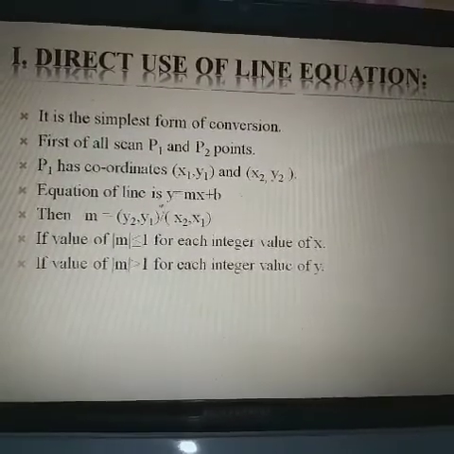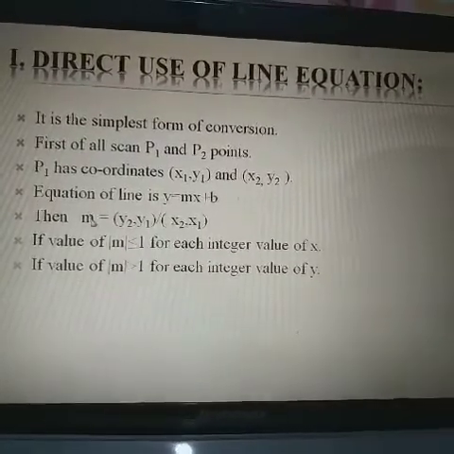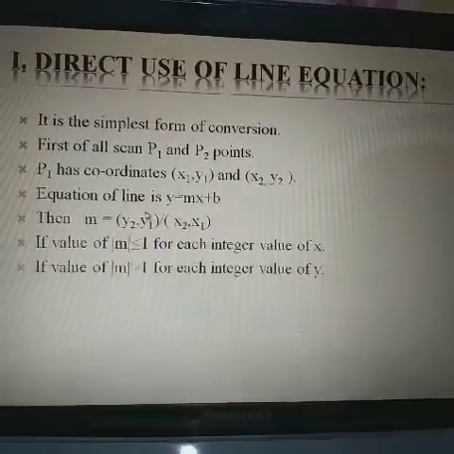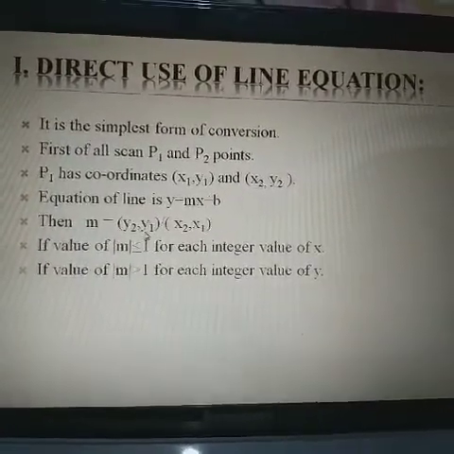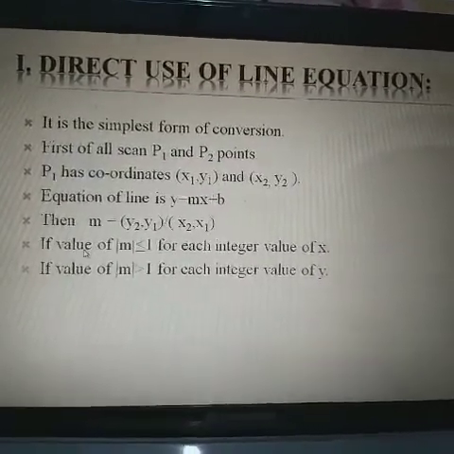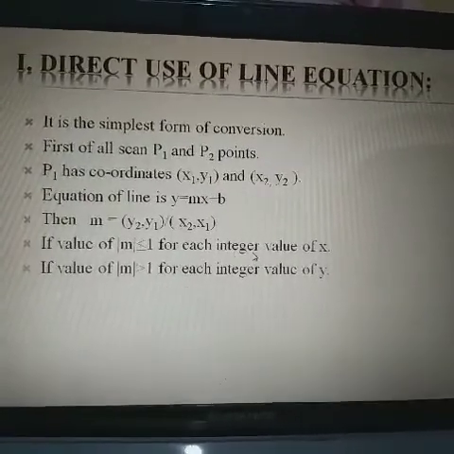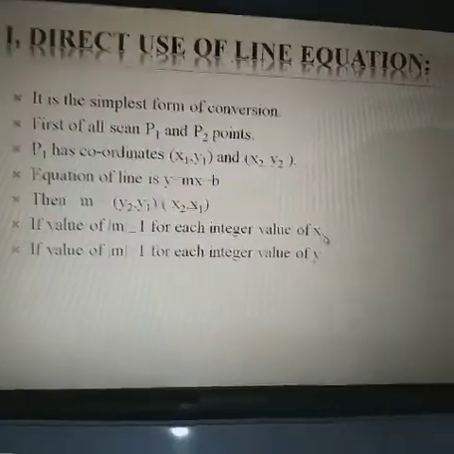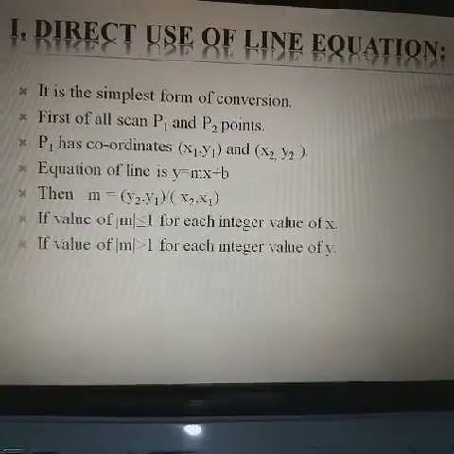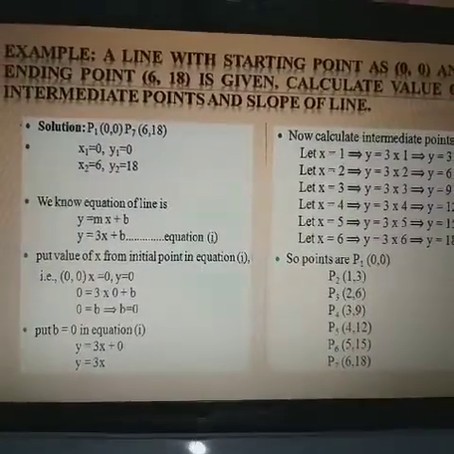Next we need to know the equation of the line, that is y equals mx plus b. Here m is the slope of the line. How to calculate the slope of the line? By taking the difference of the values, y2 minus y1 divided by x2 minus x1. If the value of slope is less than or equal to 1, for each integer value of x we need to check the condition, and another condition is when the slope value is greater than 1. So there is some example.